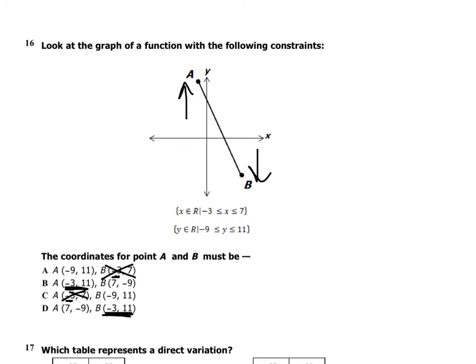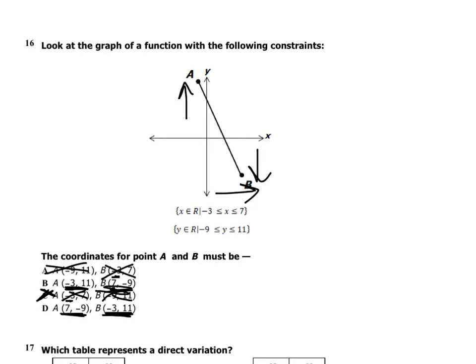Now this one is the lowest B value, but the highest X value. So the highest X value here is going to be 7. I know I've got an X of 7 in the other ordered pair, so it can't be this one. Could be this one. Could be this one. Can't be this one. So right now it's not A, it's not C. Looking at the lowest Y value possible, that's -9. That's here. So 7, -9, and -3, 11.